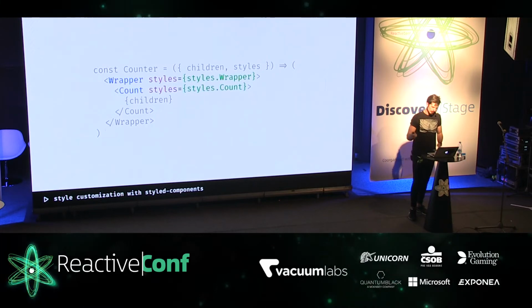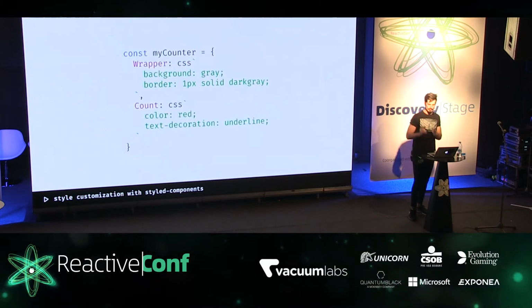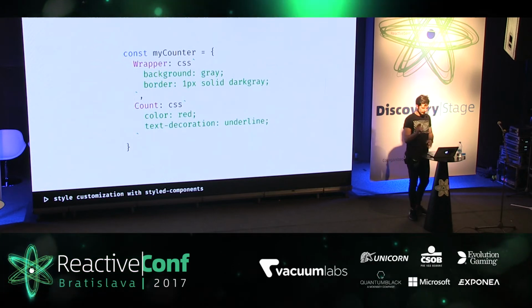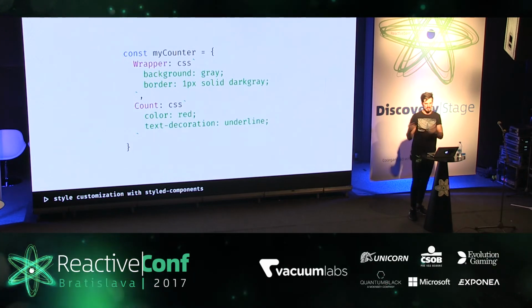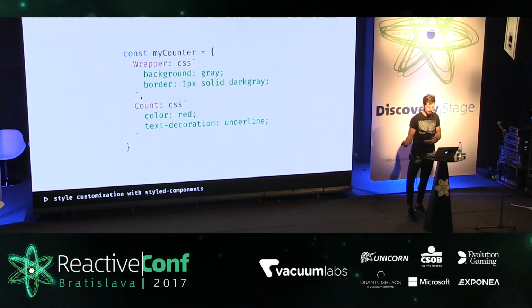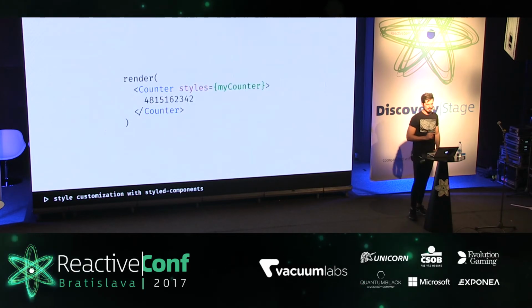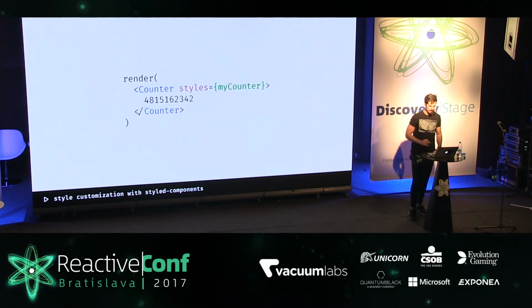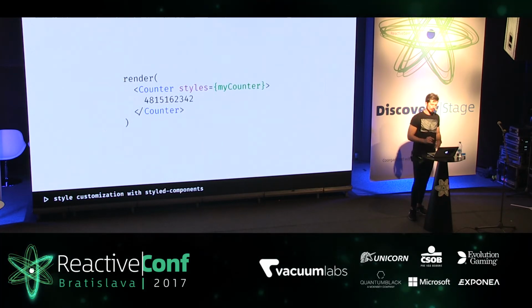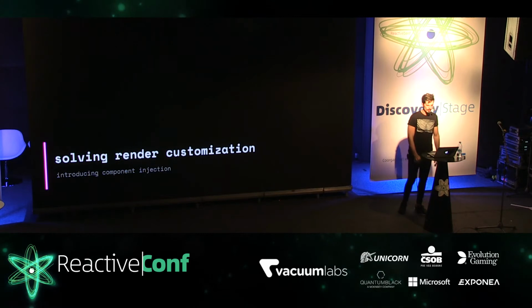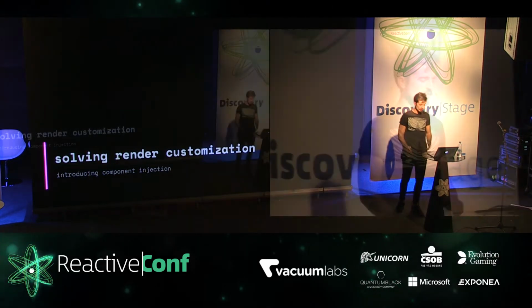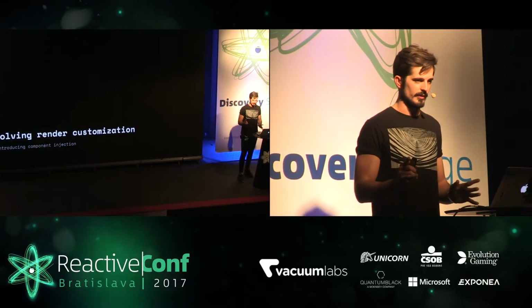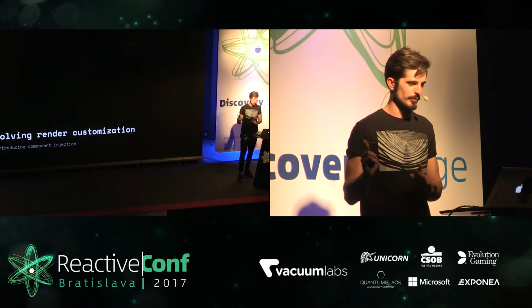But you can use it like this, by the way. You just create your counter, pass those pieces of CSS. In the case of the library, it could be an object with the properties, and you render it like that. Just render your counter, pass the styles, boom, done. But with this approach, how can you solve render customization? And this is what is really interesting. It's probably the most difficult part of this talk.